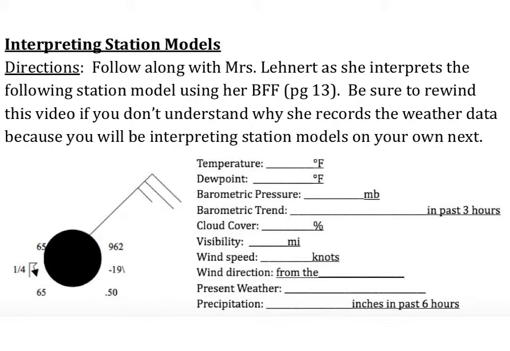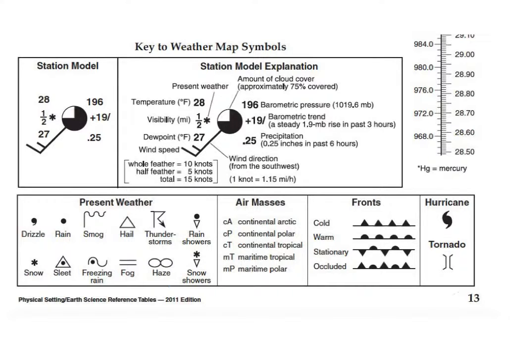So let's start off with the temperature. If I want to know what the temperature is, I need to find out which one of these little numbers or symbols on this station model represents the temperature. So I go to my BFF and I look for where it explains temperature. And if I look at my station model explanation, I see temperature right here.